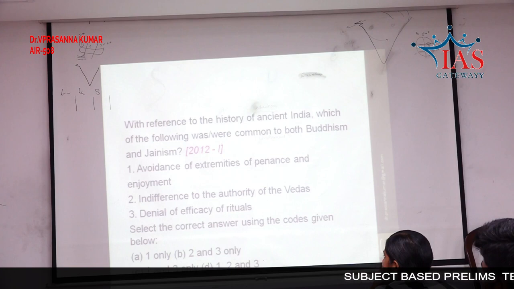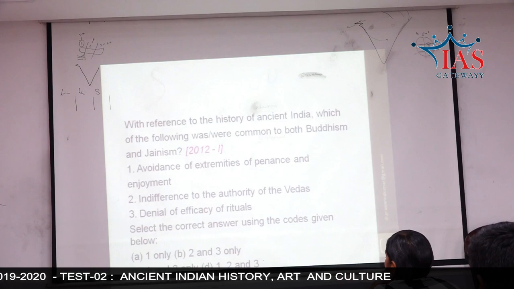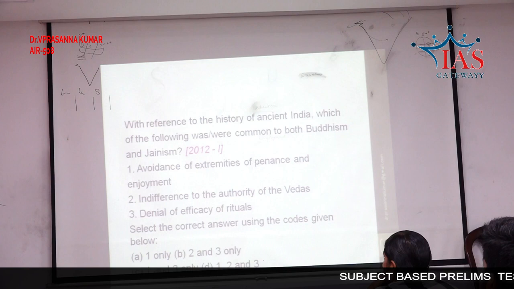Next, indifference to the authority of the Vedas. Both of them formed against the Vedas. Next, denial of the efficacy of rituals. Obviously this is also true. So what is the answer here? Actually, once you eliminate one, the answer comes as 2 and 3. Even if you do not know 2 and 3, finding that one is wrong is enough and your answer comes up. We'll go to the next question.